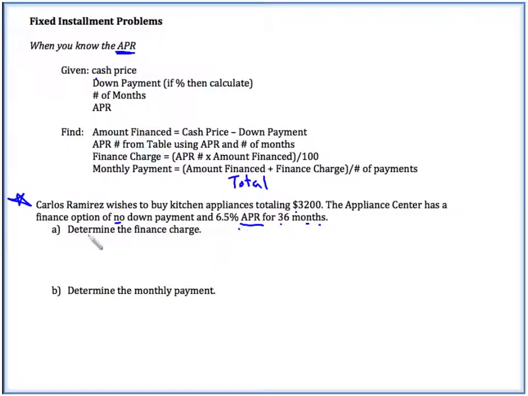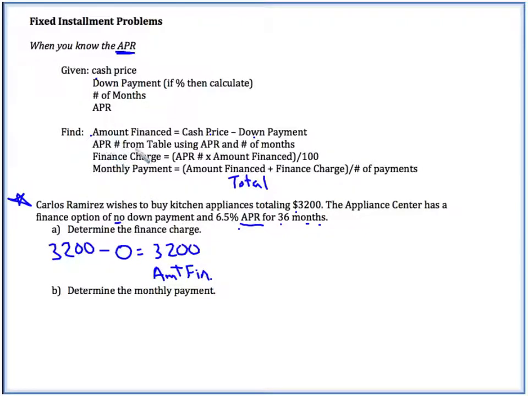So we want to determine the finance charge. Well, the first thing we always have to find is the amount financed. And that's the cash price minus the down payment. But in this case, our cash price was $3,200 and our down payment was 0. Okay, so we're really financing $3,200. There's our amount financed.